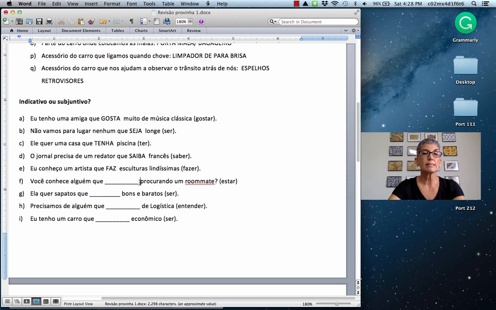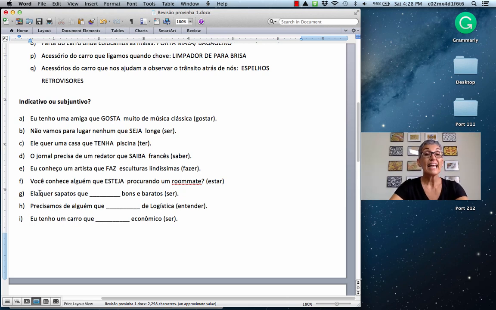Muito, muito, muito lindas. Você conhece alguém? So, here you have pergunta, ok? It's in the interrogative form. So, if it's interrogative, what are you going to use? Subjunctive or indicative? Subjunctive, ok? Você conhece alguém que... Qual é o subjuntivo do verbo estar? Esteja, esteja, estejamos, estejam. Então, você conhece alguém que esteja procurando um roommate? So, do you know anybody who is looking for a roommate? Ok? Vocês conhecem alguém?